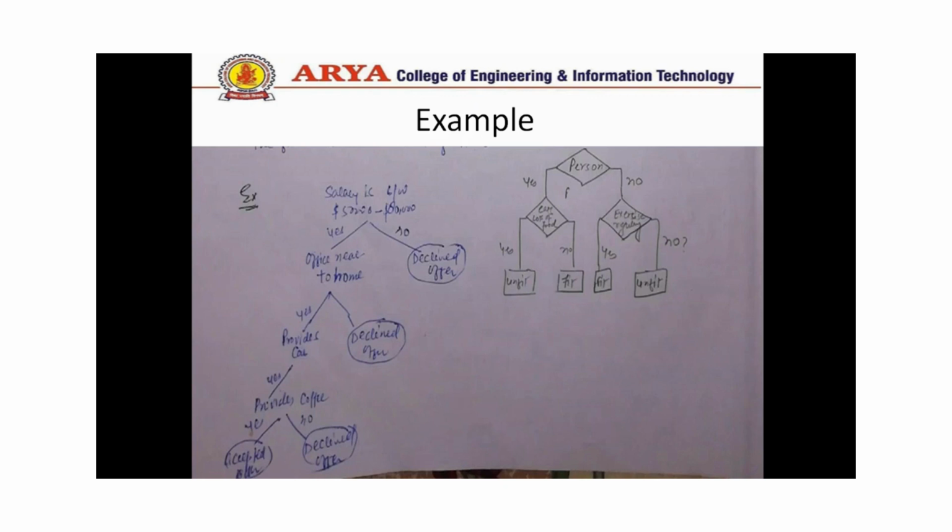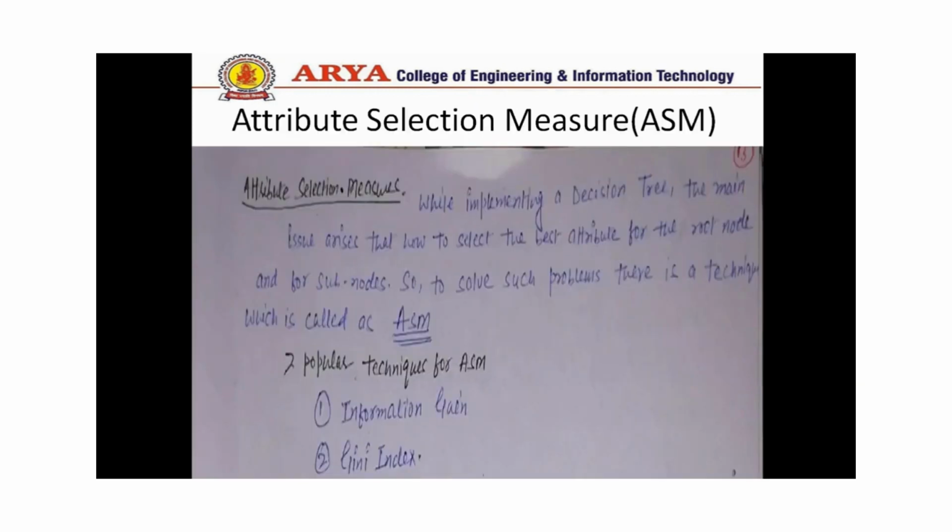Here we have an example: we have two conditions, a given entity, yes or no. Then the second condition is whether the office is near to home. Then again two conditions, then some other entity, then again two conditions. So in this form we create a decision tree diagram.